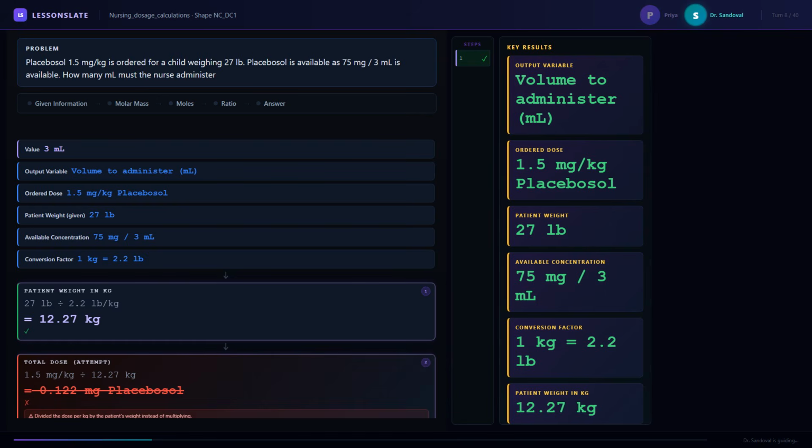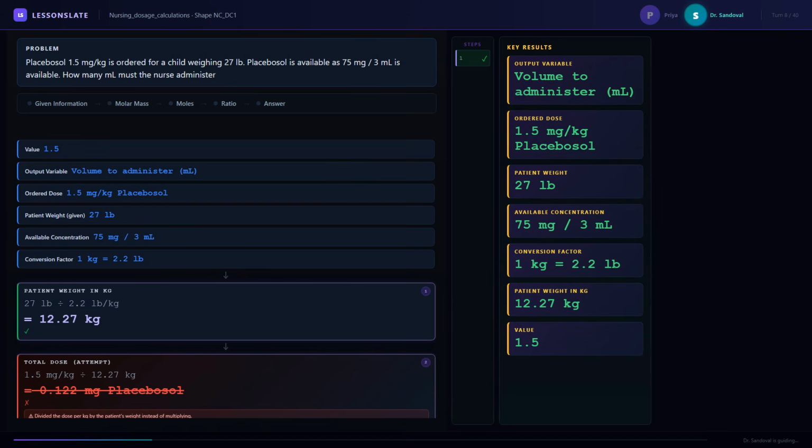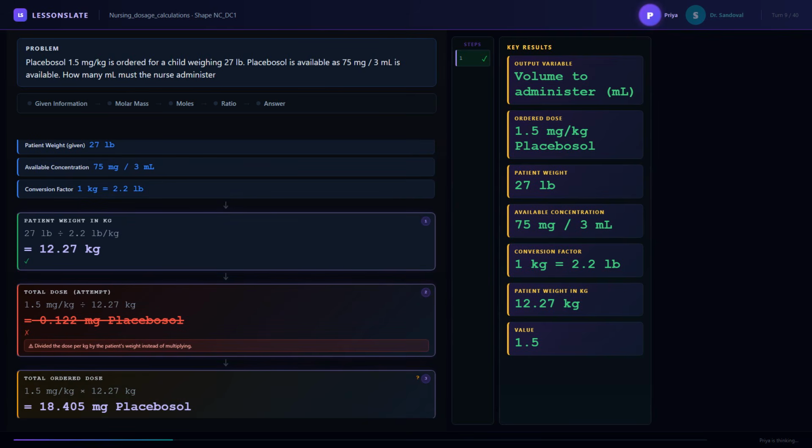I see what you're thinking, Priya, but let's re-examine the units to make sure we're setting up the calculation correctly. The order is 1.5 milligrams per kilogram. If you divide 1.5 milligrams by 12.27 kilograms, what units would your answer have? Think about how the per kilogram part of the order helps us cancel units to get the total dose in milligrams. Oh, I see. If I divide, the units wouldn't cancel out right. Per kilogram means for each kilogram, so I should multiply the 1.5 milligrams per kilogram by the child's weight in kilograms to get the total dose.